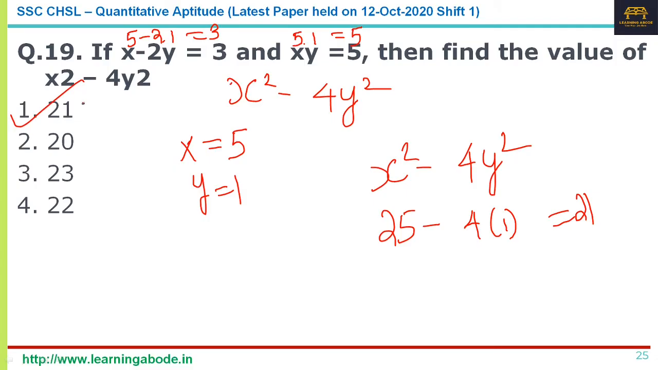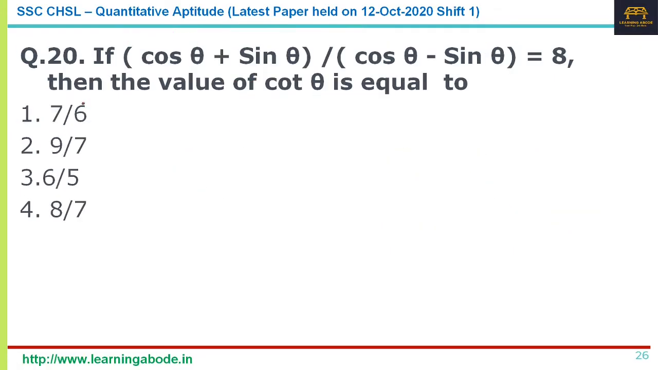So it is not that you always have to remember the various formulas. Sometimes you can also substitute some numbers and guess the answer. So x square minus 4y square, we have to find the value of. The answer is option 1, 21, for question number 19.